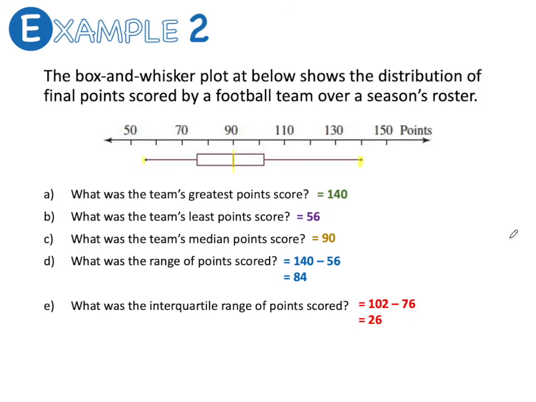Remembering when you're completing questions like this, your answers may vary by 1 or 2. That is okay. As long as it is reasonable based on the box plot, you will be marked correct. So that's an example of box and whisker plots and how we prepare them and how we interpret them to be able to analyze the data.